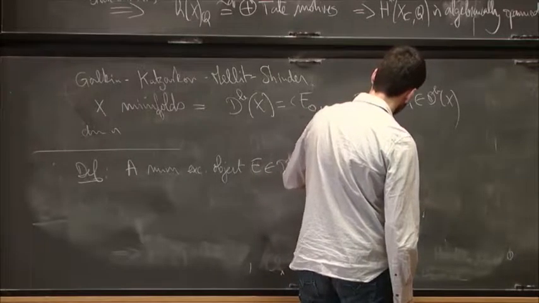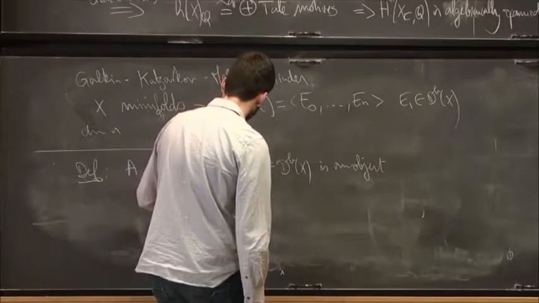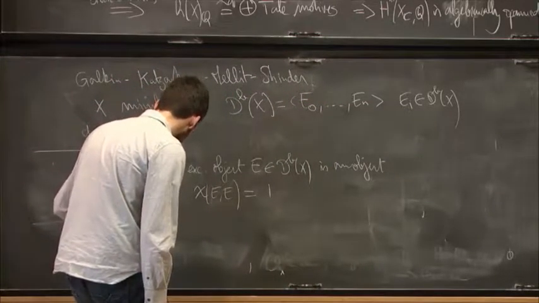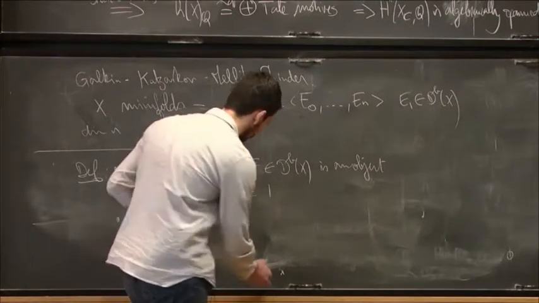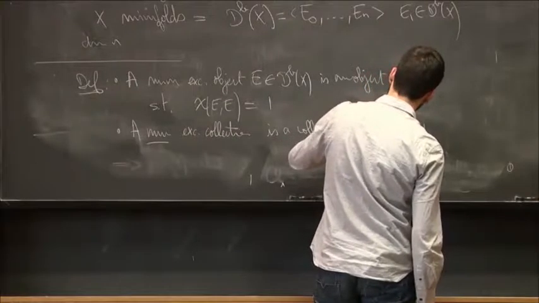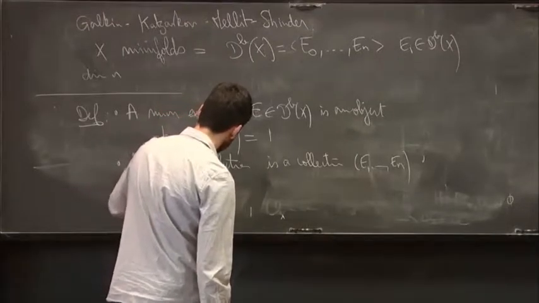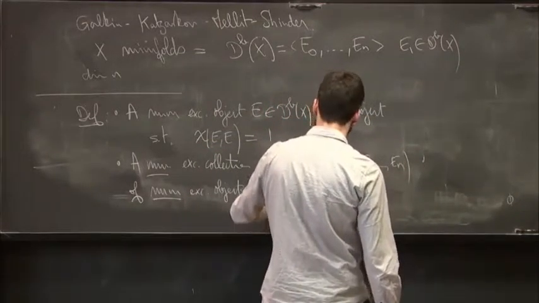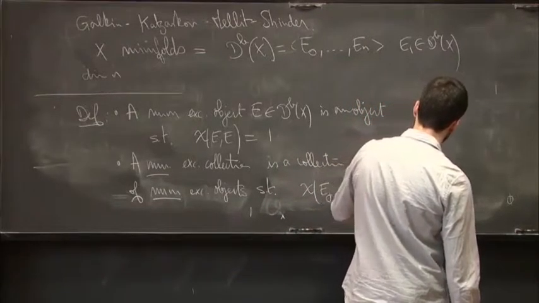such that the absolute value of chi of (E, E) is 1, and then a numerically exceptional collection is a collection E_1, ..., E_n of numerically exceptional objects such that chi of (E_j, E_i) is 0 for all j bigger than i.